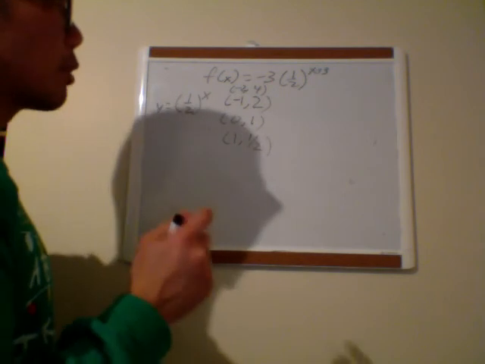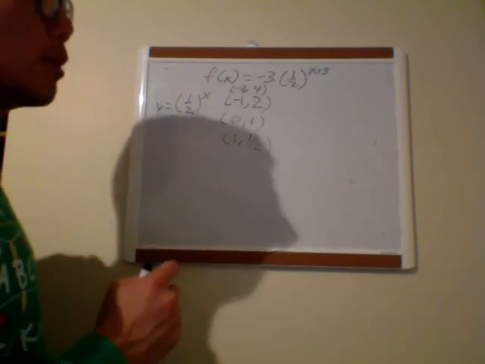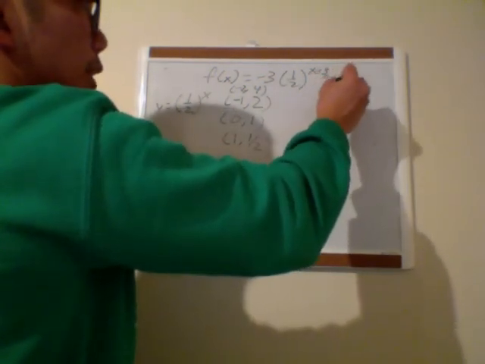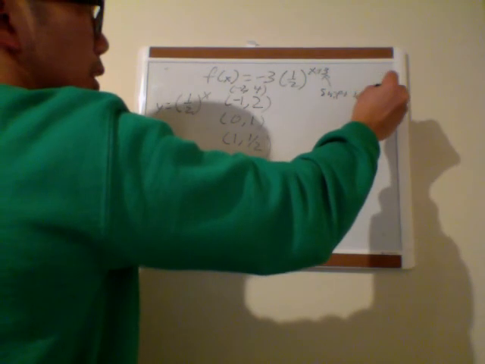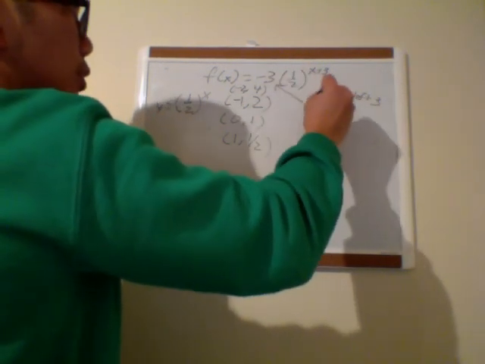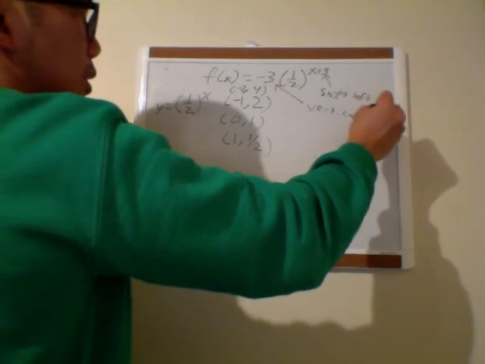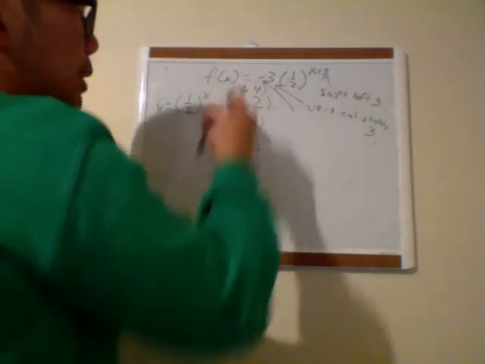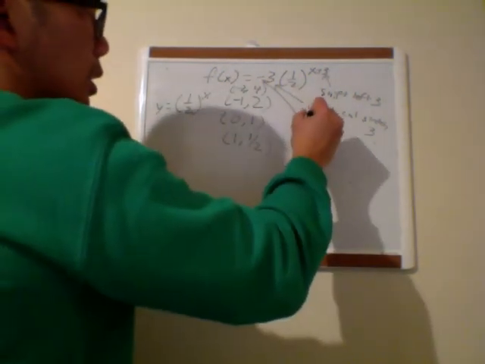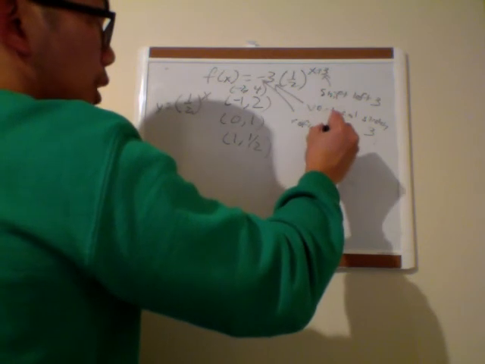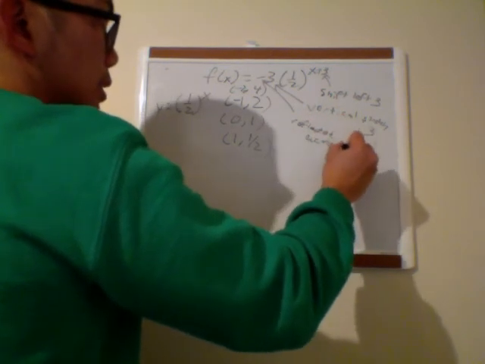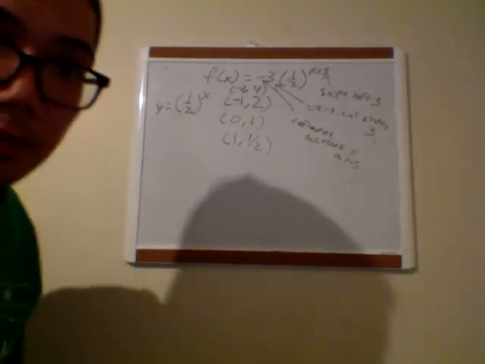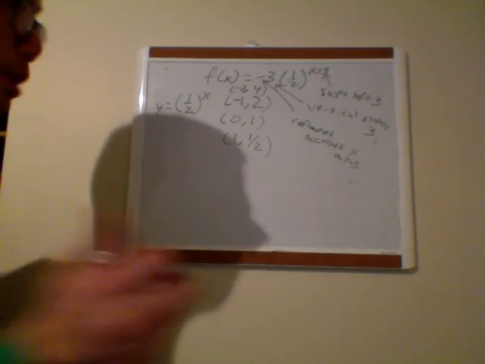So what I'm going to do is graph this, and I know there's going to be a lot of transformations for this one. Okay? I know that it's going to shift to the left 3. I know that it's going to have a vertical stretch of 3. And the last thing that I know is that it's going to be reflected across the x-axis. So 3 transformations.